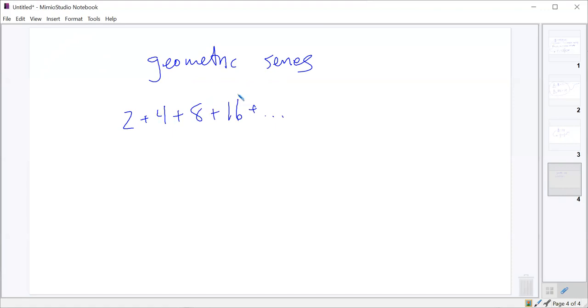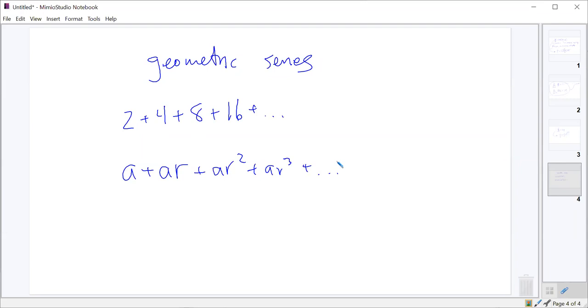A geometric series is just any series where each successive term is multiplied by some common ratio value. Something like 2 plus 4 plus 8 plus 16 and so on, where I'm just multiplying the previous value by 2 in this case. Our generic form looks like a plus ar plus ar squared plus ar cubed plus ar to the fourth, and so on.